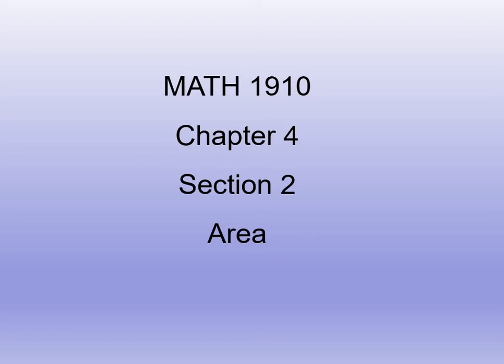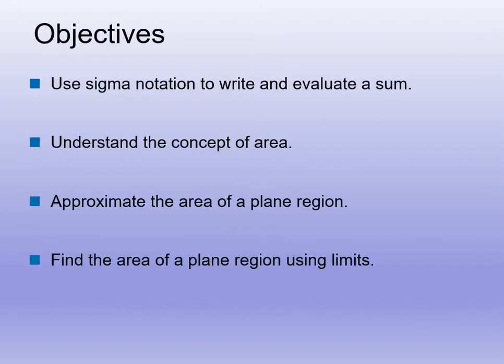Alright, welcome back. Math 1910, Calc 1, Chapter 4, Section 2, learning how to calculate area. This is going to lead into our definite integral here soon, but we have to understand a little bit how to do Riemann sums. So we're going to use sigma notation, and we're going to write and evaluate sums. You should be able to do this in your calculator as well.